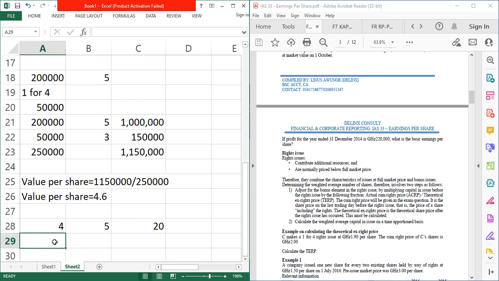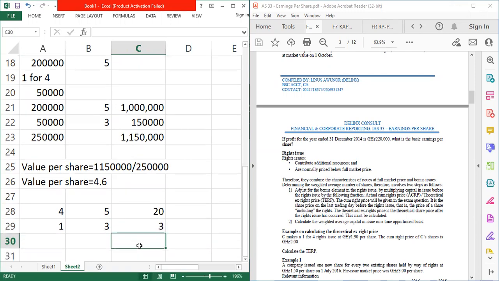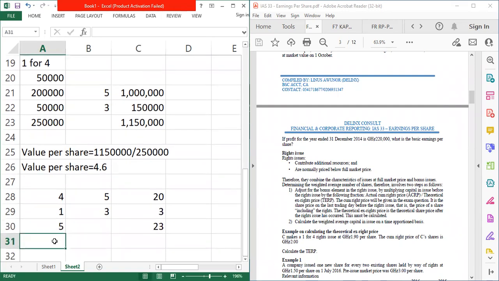How many shares are we taking from the new one? 1. They are valued at how much? 3 cedi. If you multiply, we get 3. What is the total unit price of the shares? 23, isn't it? 23. And what is the number of shares now? 5. So this will now be 23 divided by 5. What are you getting? 4.6. Same figure.